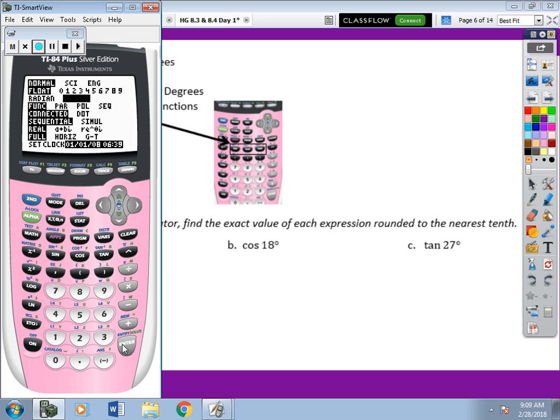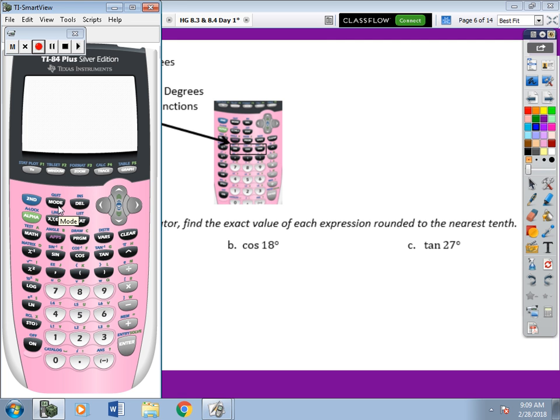But again, graphing calculators can somehow in your backpack get switched if you don't put the case on. So especially for a quiz or test, always make sure you're in degree mode. Otherwise, you're going to get every single question wrong. Okay. Go back to my mode, make sure it's saved.